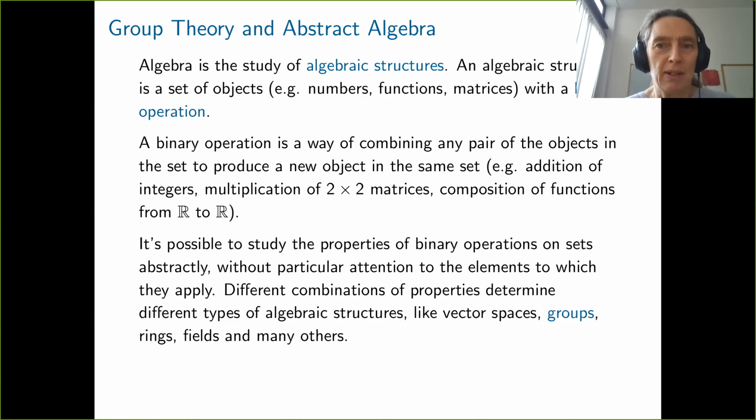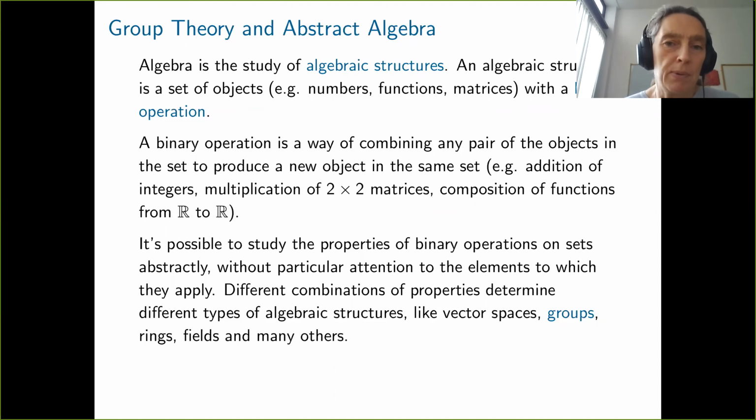Algebra is the study of algebraic structures. Okay, that doesn't tell you a whole lot. But what an algebraic structure is, it's a set of objects, generally some sorts of mathematical objects, for example, numbers or functions or matrices, or there could be permutations, or there could be sets, equipped with some binary operation. So a binary operation is a way of combining pairs of objects in a set to produce a new object in the same set.